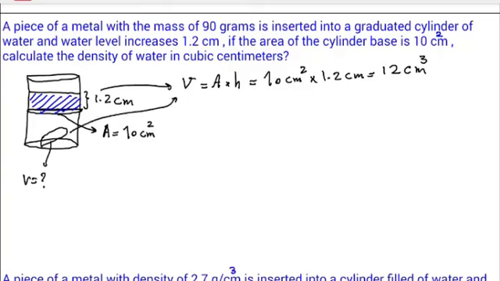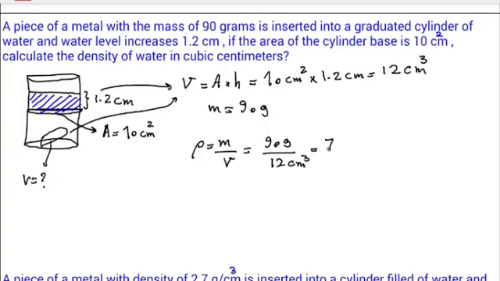So since we have the volume of the metallic object, and we know its mass, which is 90 grams, we can calculate density easily by using the density equation. Rho is equal to mass over volume, which is equal to 90 grams over 12 centimeters cubed, which is equal to 7.5 grams per centimeter cubed.